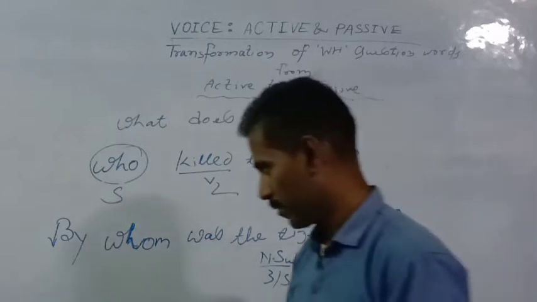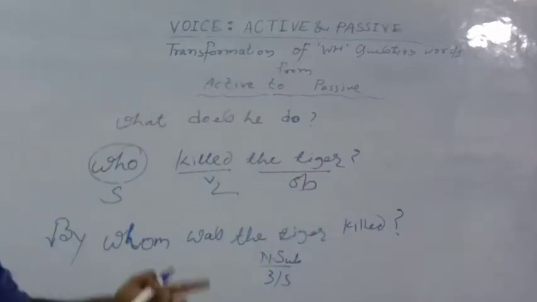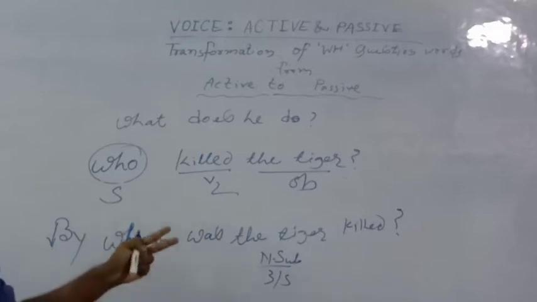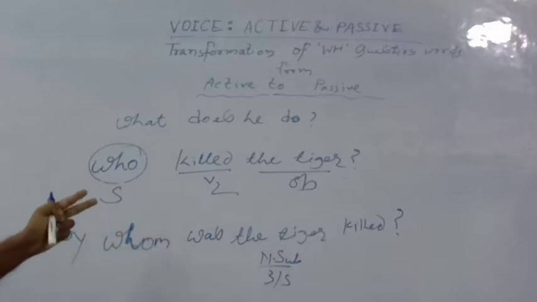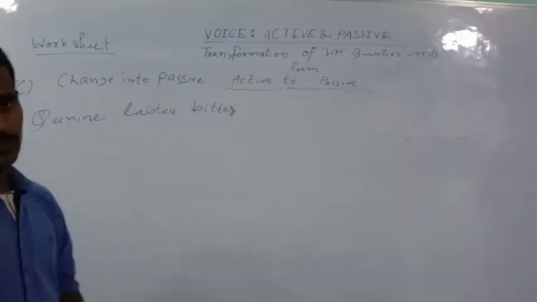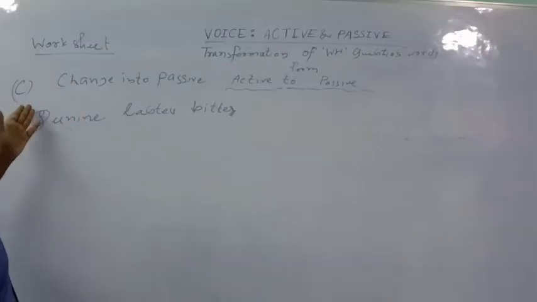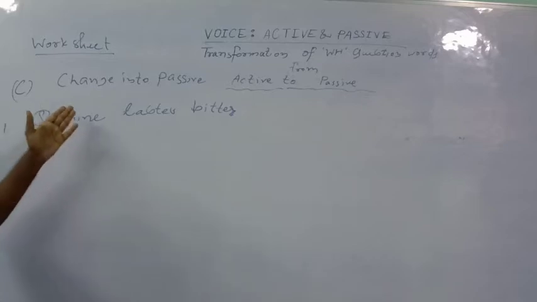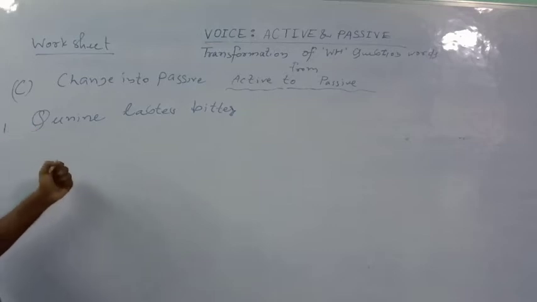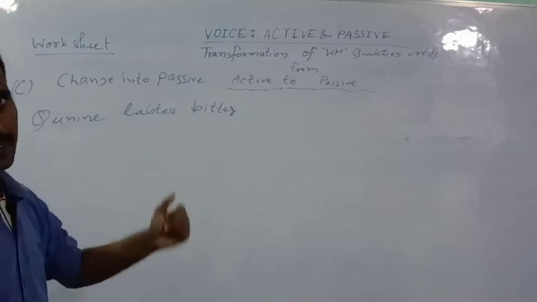Okay, now you have got an idea how to transform WH question words from active to passive. So here I have taken worksheet C from your textbook, that is, change into passive. Question number 1: Quinine tastes bitter.